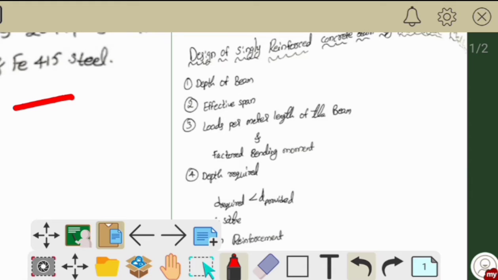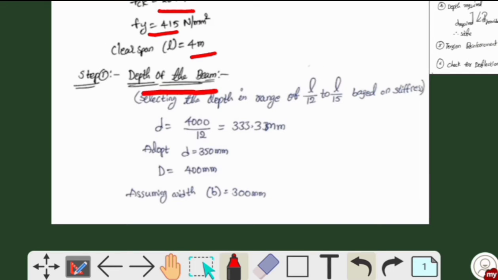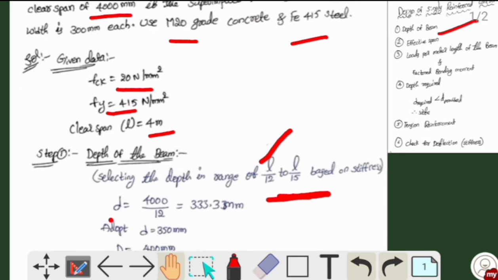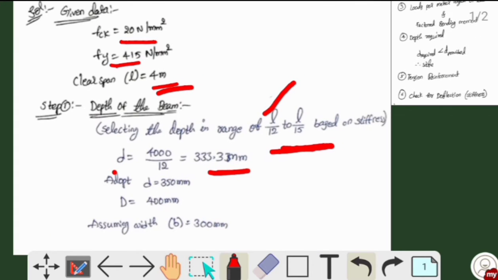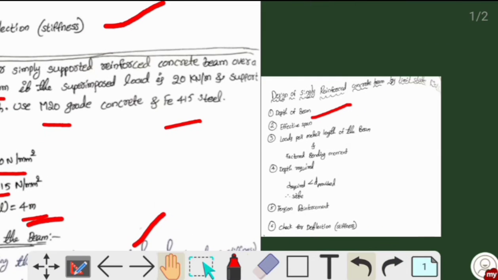Step 1 is the calculation of depth of the beam. Selecting the depth in the range of L by 12 to L by 15 based on stiffness, I choose L by 12. So D equal to 4000 by 12, where L is the clear span. We get the depth equal to 333.33 mm. I will adopt effective depth equal to 350 mm. Always adopt more depth, and overall depth equal to 400 mm, and I will assume the width of the beam equal to 300 mm.